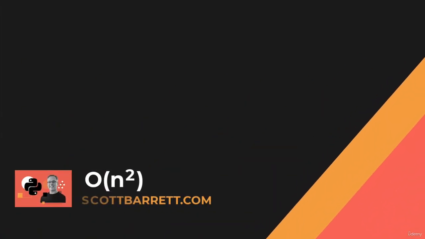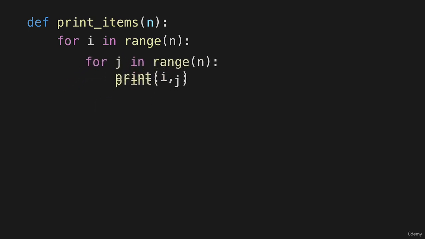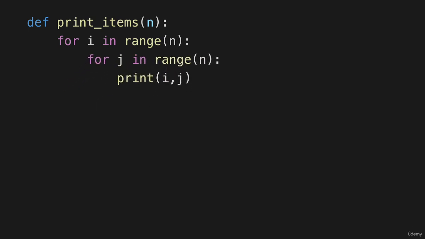Okay, now let's look at O of n squared. So I'm going to bring up some code from our last video where we had one for loop after another. I'm going to take this and change it to be one for loop inside of the other, like this. We'll get a very different result when we have a loop inside of a loop.